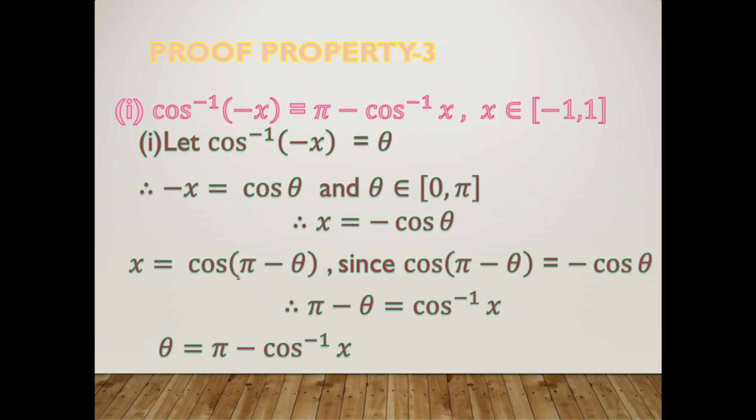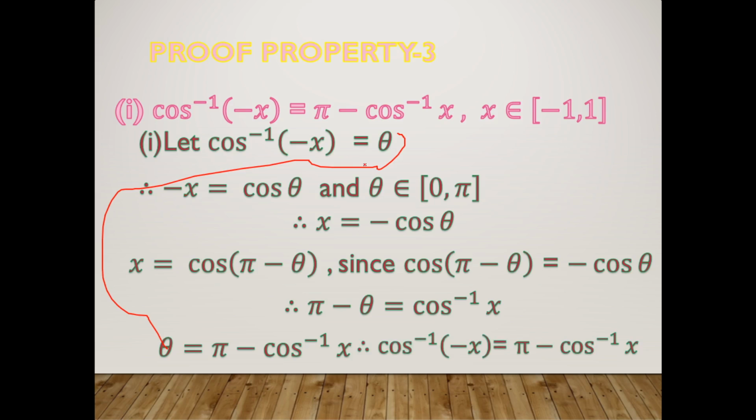And we assumed theta is cos inverse minus x. So from here, theta is equal to pi minus cos inverse x, and here theta is equal to cos inverse minus x. That means cos inverse minus x is equal to pi minus cos inverse x, and this is the proof of this property. This is the first part, and seeing the proof of this part, you can easily prove the other two parts also. Okay. Thank you.